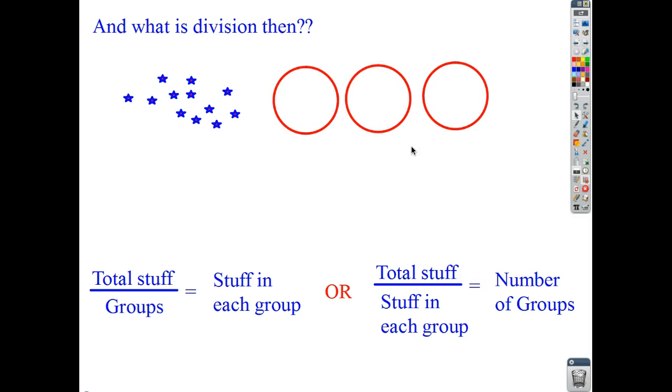Okay, well, this problem here would be total stuff 12, number of groups divided by 3. Notice I'm not going to be writing it like this. Those days are over. Fractions is how we're going to write it.